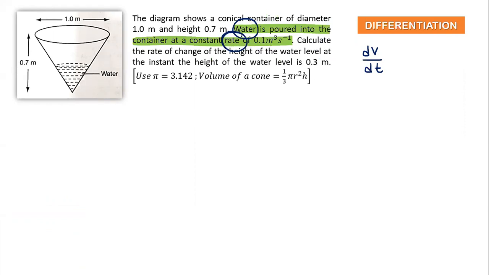Never mind. If you can't understand the meaning of the water or the rate, you can see the unit given here. Can you see the unit? It is meter cube per second. Meter cube represents volume. Second represents time. So that is dV/dt. Understand? So now I can put dV/dt as 0.1 meter cube per second.